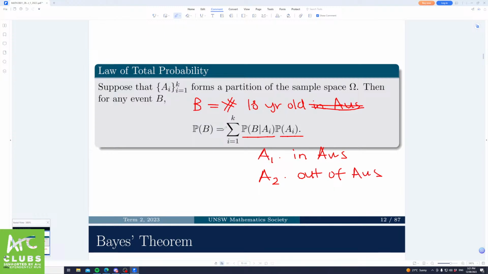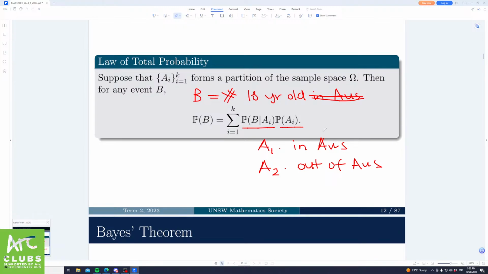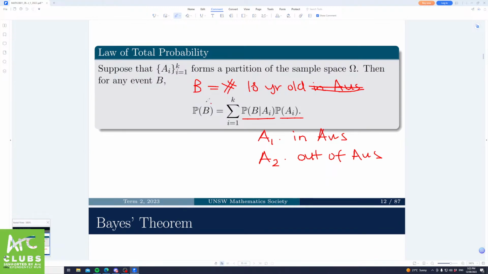And so we can break the probability of being an 18-year-old into the probability of being an 18-year-old given you're in Australia times the probability you're in Australia, plus the other term, which would be the probability you're an 18-year-old given you're outside of Australia times the probability you're outside of Australia. So it's a nice way to find the probability of an event if it's difficult to evaluate it immediately.